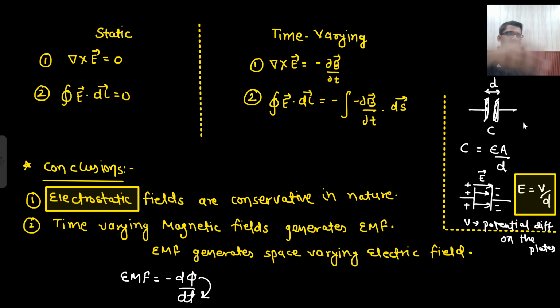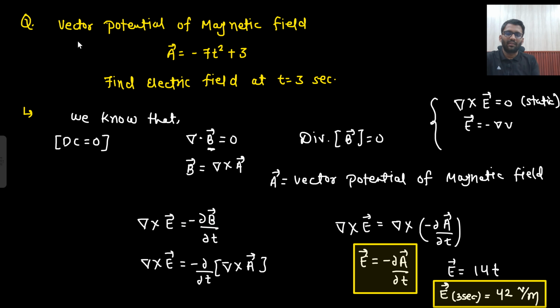Is that clear? Then we saw this capacitor, epsilon A by D, positive charge, negative charge, electric field will be there, E equals V by D. The vector potential of a magnetic field is given as this. So what will be the electric field at a particular time? This vector potential of the magnetic field is given.